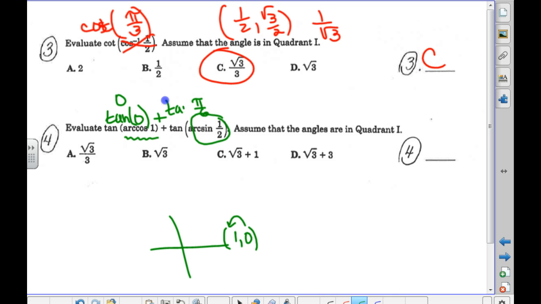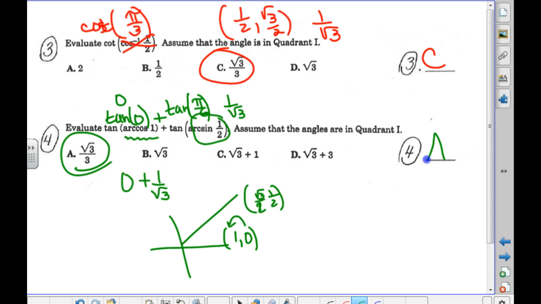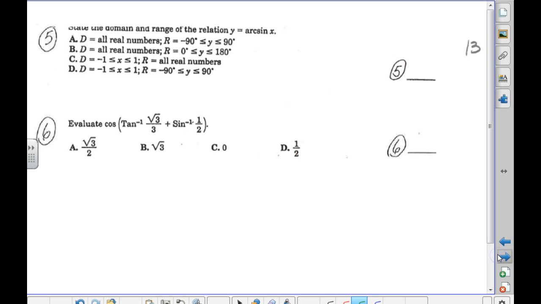What is the tangent at pi over 6? The tangent at this point is 1 over square root of 3, or square root of 3 over 3. So what is 0 plus that? Okay, 0 plus 1 over square root of 3 is 1 over square root of 3, which is this.